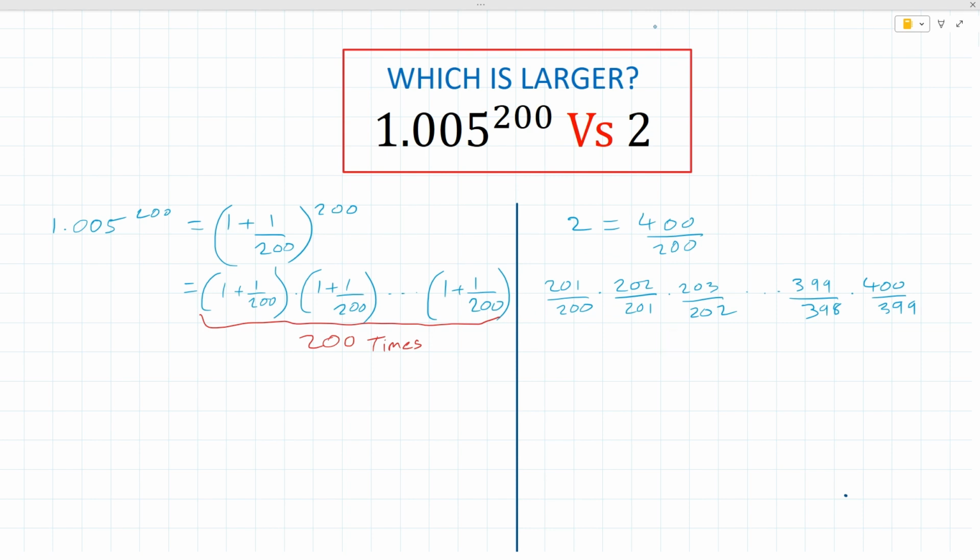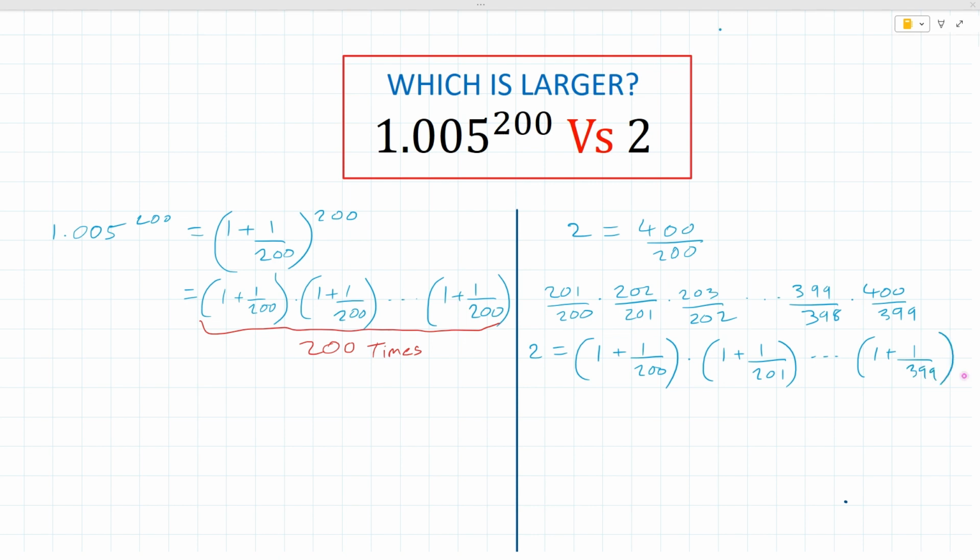So since this is the number 2, what we can do here is we can say that 2 is equal to, in brackets, 1 plus 1 over 200, so this is the very first fraction, times, and then for the second one, we're going to have 1 plus 1 over 201, dot, dot, dot, all the way through to 1 plus 1 over 399.